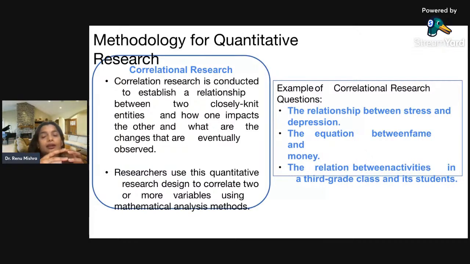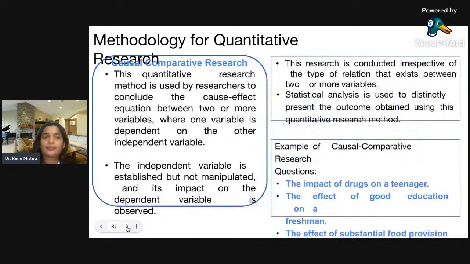Now, researchers basically use these quantitative research designs so that they can relate two or more variables, or see whether there is a relationship between the variables or not. For example, what is the relationship between stress and depression? Whether there is any relationship, or to what extent stress causes depression, this kind of research is called correlational research. Okay, then comes causal comparative research.